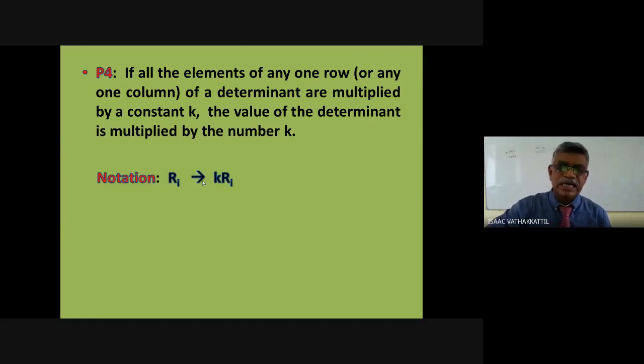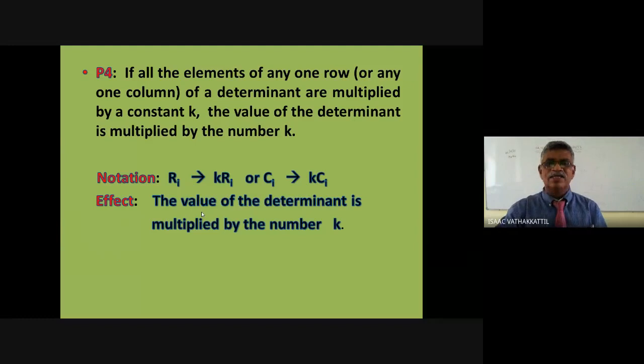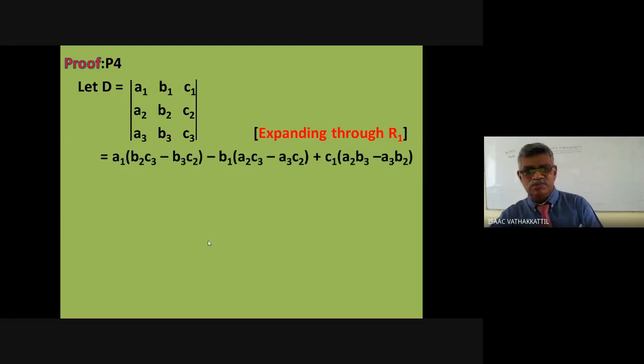I can have a notation here. Ri becomes kRi. That means the ith row is multiplied by k, or Ci becomes kCi. What is the effect? The value of the determinant is multiplied by the number k. And the proof is very simple. Suppose I have a determinant. Can you tell me the value: A1 into B2C3 minus B3C2, minus B1 into, and so on, we can evaluate.